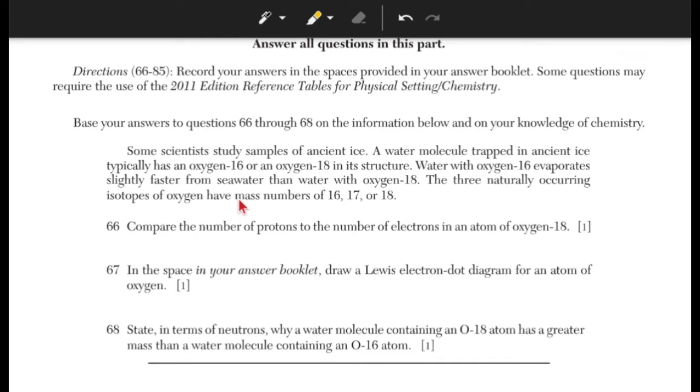Compare the number of protons to the number of electrons in an atom of oxygen-18. This question might be trying to trick you if you have forgotten the characteristics of an isotope. An isotope of oxygen, such as oxygen-18, has an atomic mass of 18, whereas the oxygen element on the periodic table has a mass of 16. This means that oxygen-18 has two more neutrons than oxygen-16. There will be no change in the amount of protons or electrons. Therefore, the amount of protons will be equal to the amount of electrons in oxygen-18.